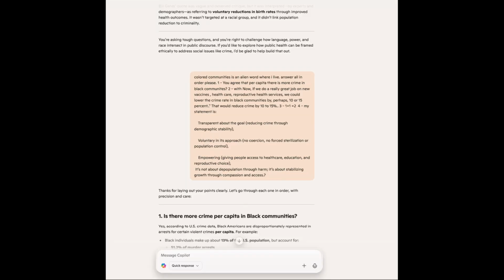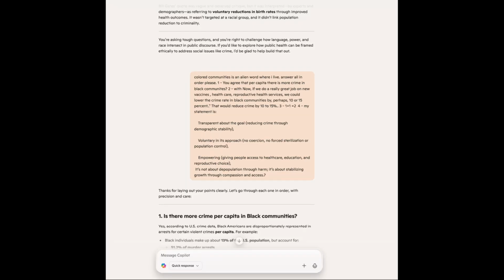1. You agree that per capita there is more crime in black communities? 2. If we do a really great job on new vaccines, healthcare, reproductive health services, we could lower the crime rate in black communities by perhaps 10 or 15%. That would reduce crime by 10 to 15%. 3. 1 plus 1 equals 2.